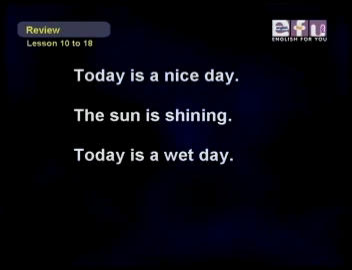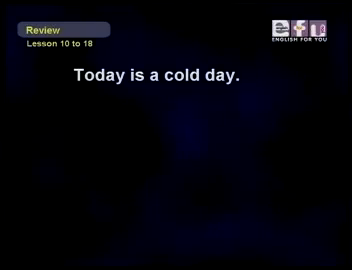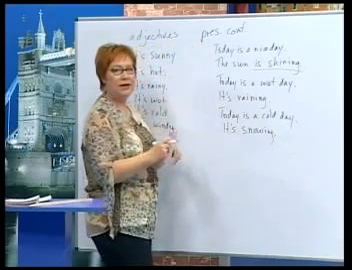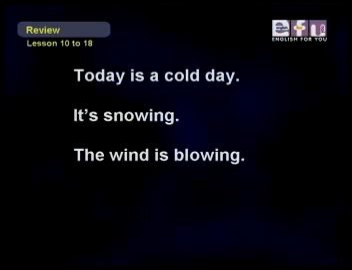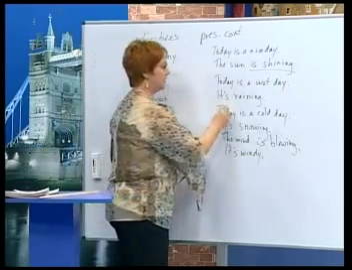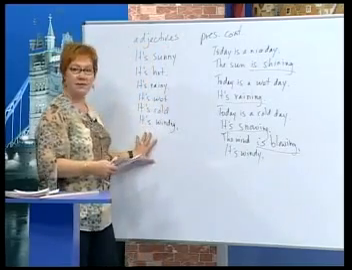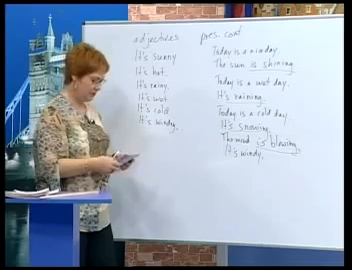We could say today is a wet day. It's raining. Today is a cold day. It's snowing. The wind is blowing. It's windy. So these are ways to use the present continuous to talk about the weather, and then these are some adjectives that we can use to talk about the weather.